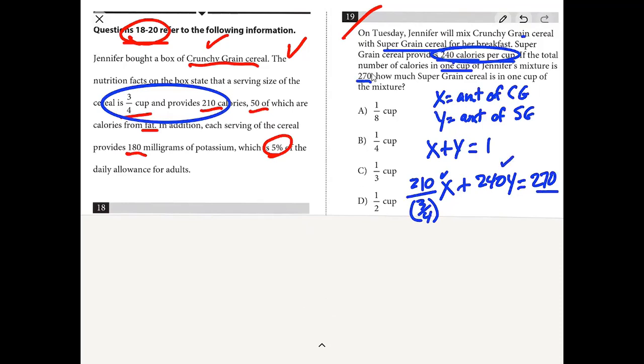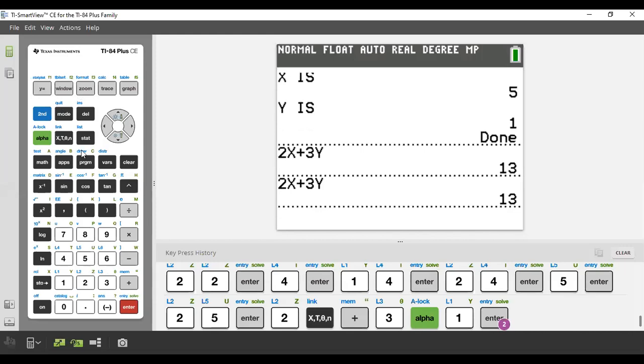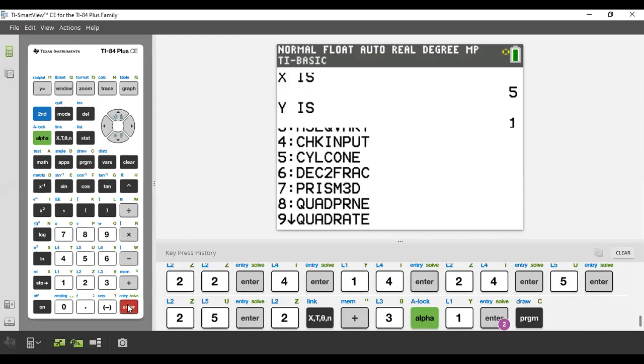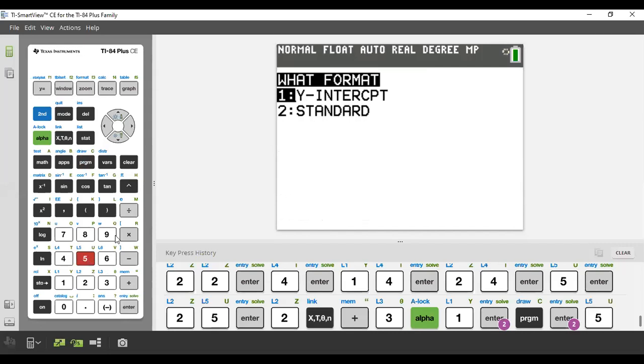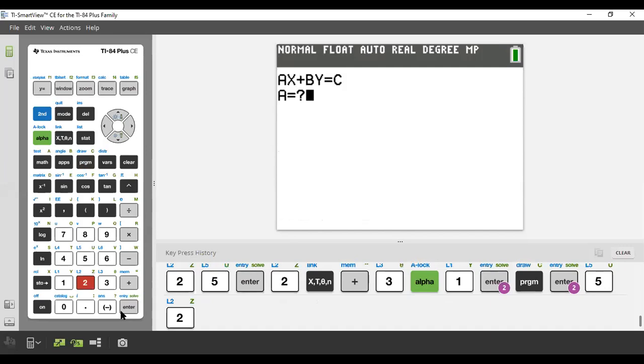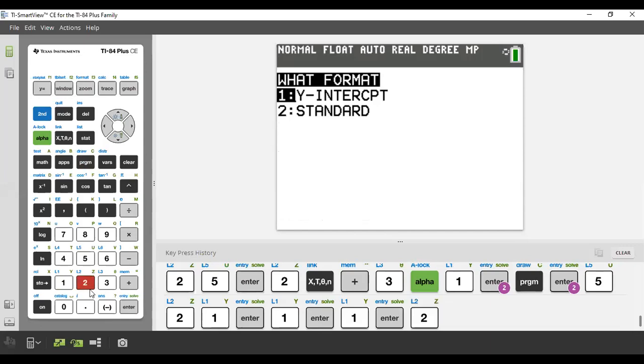So now, this is a system of equations, so we would just go back to ALINEAR, press enter, option, actually we got to go program now, boom, and we're going to use option 5. Both of the equations are in standard form, so it's one super crunchy grain plus one super grain equals 1 cup. That's one equation. Second one is also in standard form.